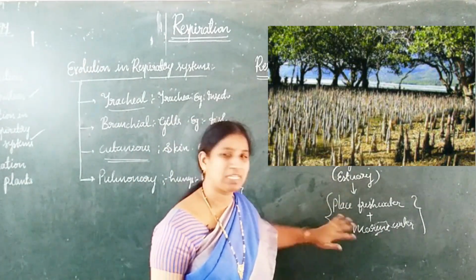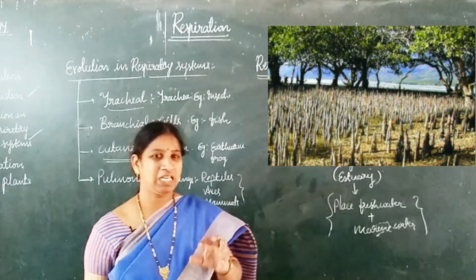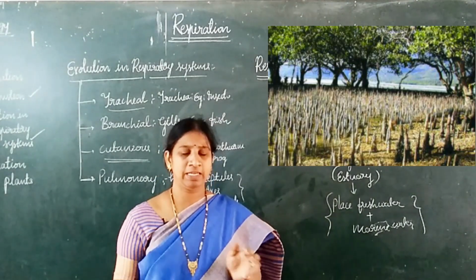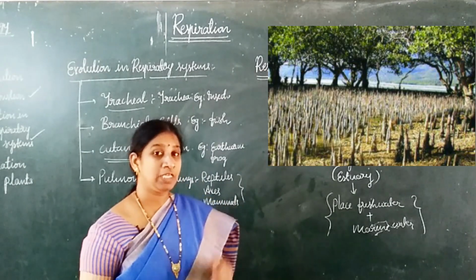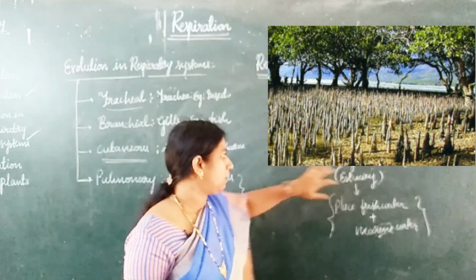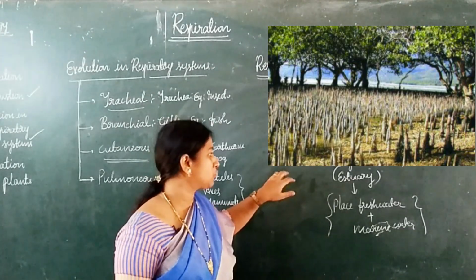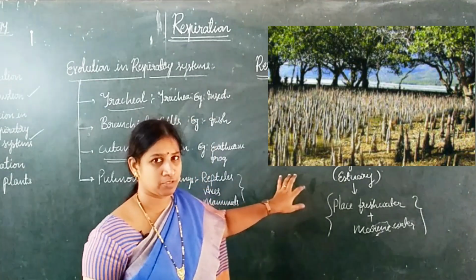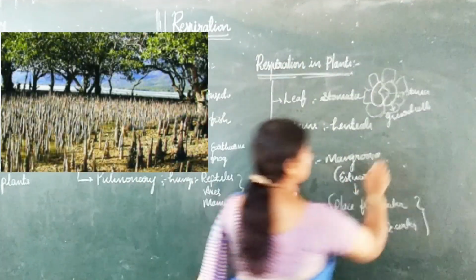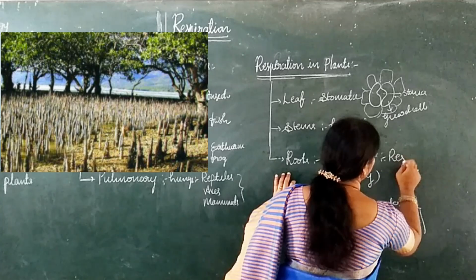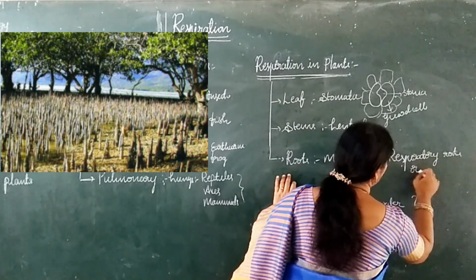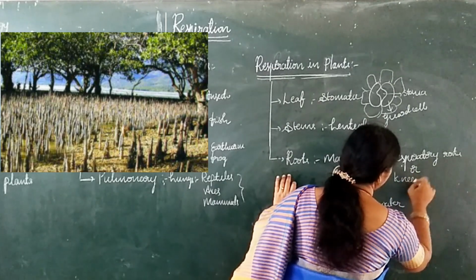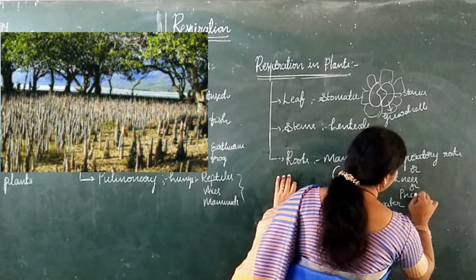In estuaries, generally oxygen levels are very low and there is more salt content compared to the marine water. In such areas, all the mangroves generally respire through specialized roots. These roots are called respiratory roots. Respiratory roots are also called knees or pneumatophores.